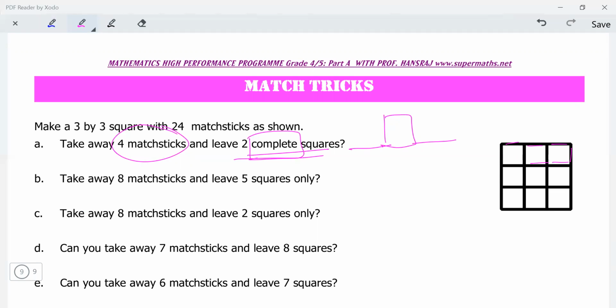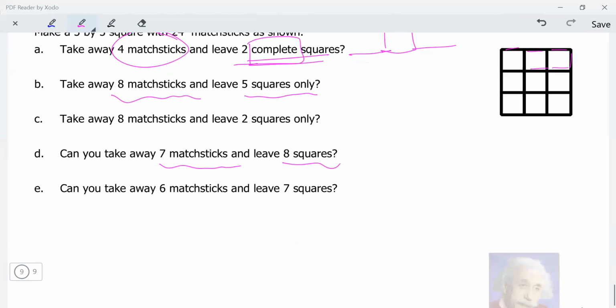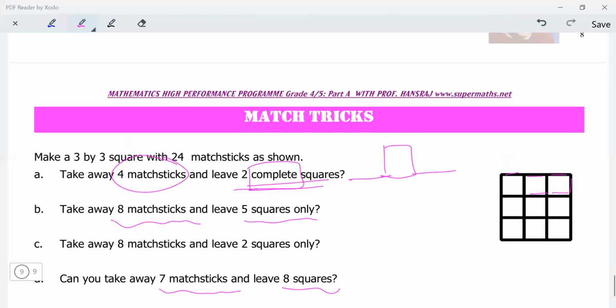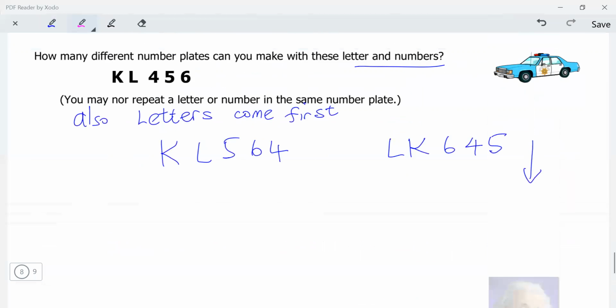Likewise, we would like you to try out the remaining ones. Take away 8 matchsticks, leave 5 squares. Right, and move on to the last 2. Take away 7 matchsticks, leave 8 squares behind. Right? You always start off with a 3x3 pattern at the beginning and then try to solve the problem as you go along. Fine, so these will be the problems that we will be discussing in lecture number 1.